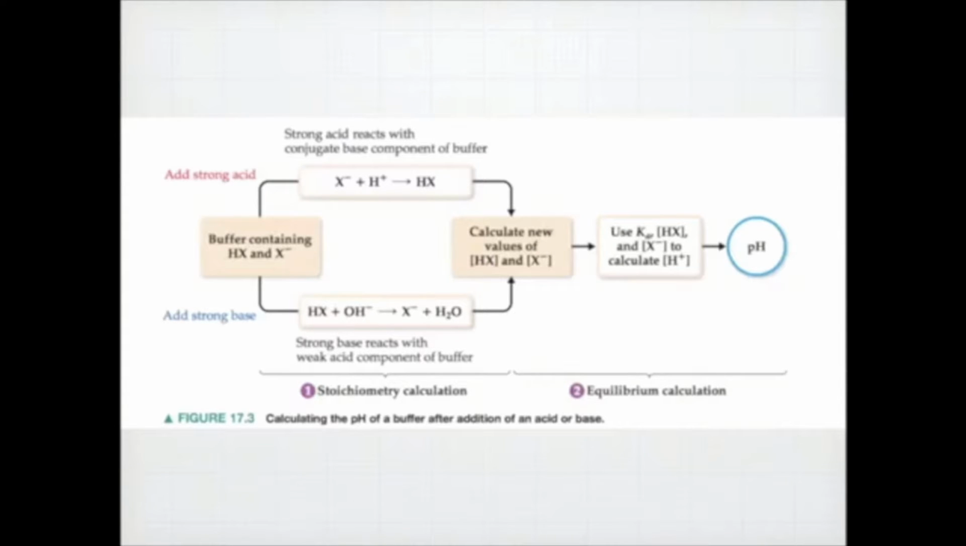You need to look at the reaction that occurs, so you can see X minus, which is your weak base, reacting with the strong acid to produce HX. You need to calculate the new values for the concentration of your acid, HX, and your weak base. With those new values, you can calculate the pH by using either ice charts or the Henderson-Hasselbalch equation, and I'll show you an example of that in just 1 second.